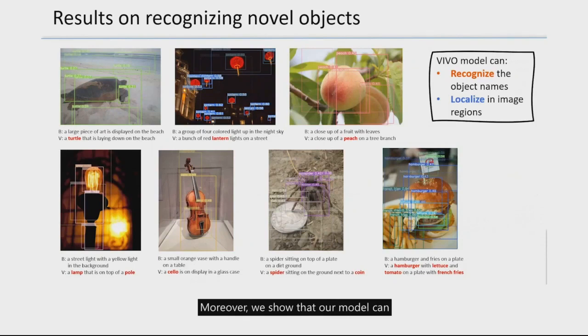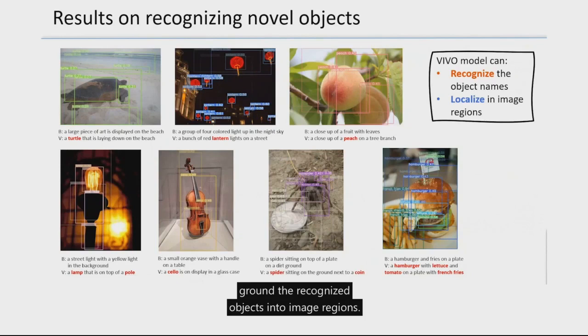Moreover, we show that our model can ground the recognized objects into image regions. Here we calculate the similarity between the representations of a pair of image regions and object tag. We highlight the pairs with high similarity scores in the figure. For each object, the bounding box color is brighter when the similarity score is higher. And these results show that our model can recognize novel objects and also localize the novel objects in image regions.